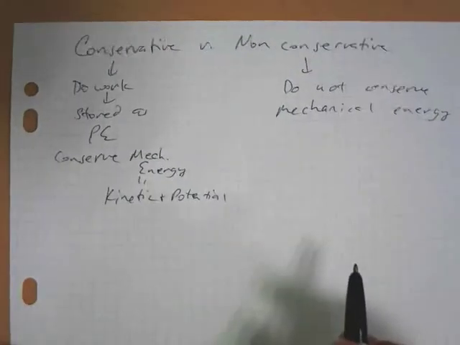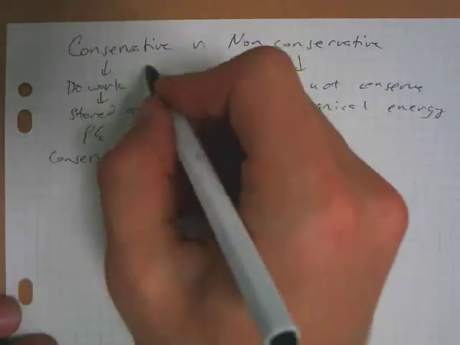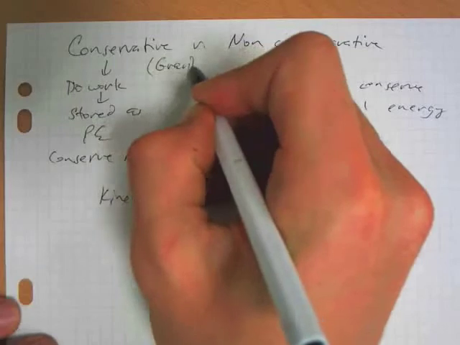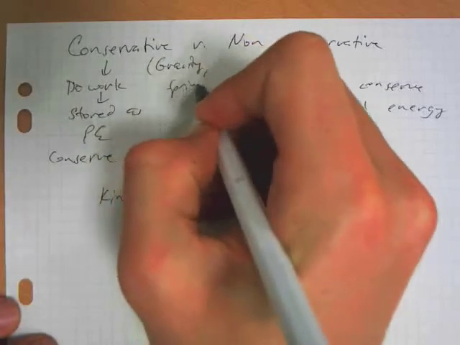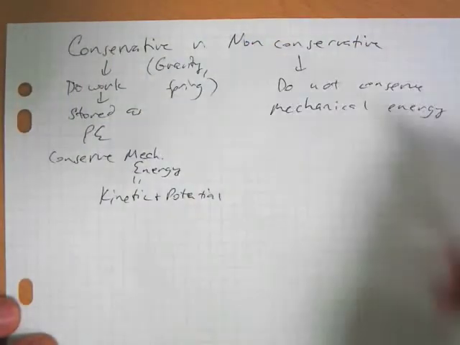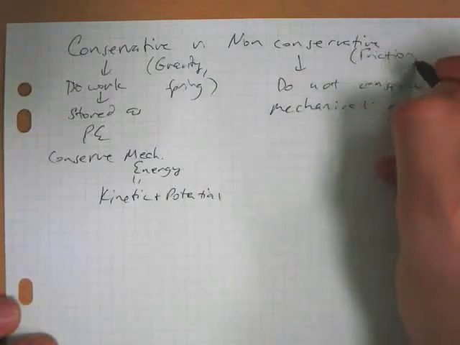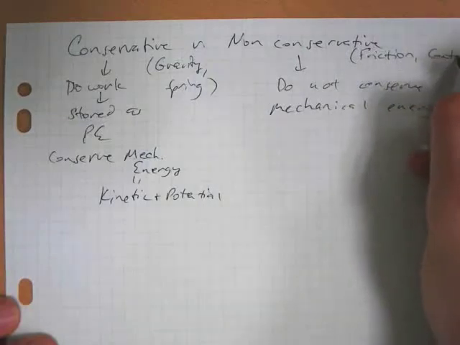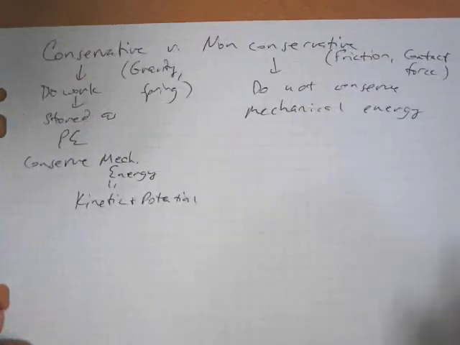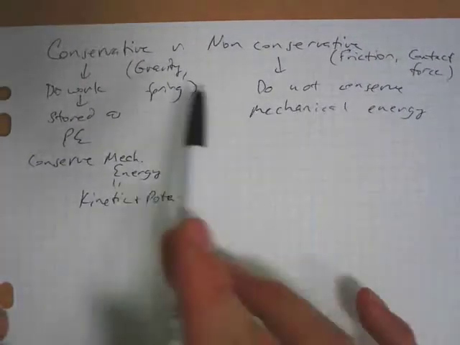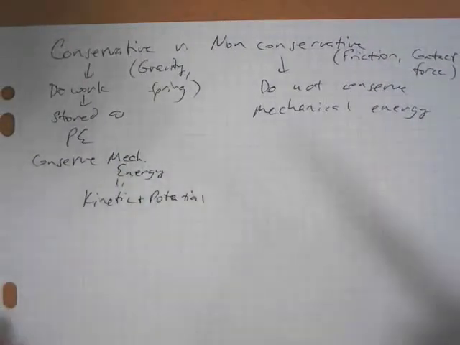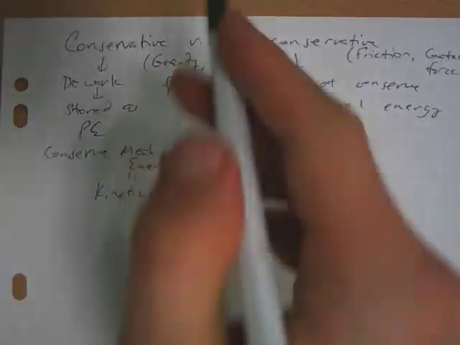Another way of saying this: gravity and spring forces are examples of conservative forces. Non-conservative forces are friction and contact forces, like when you push something or pull something. The electromagnetic force is conservative, but we haven't really talked about the electromagnetic force yet. Anyway, basically, conservative lets you store the energy.